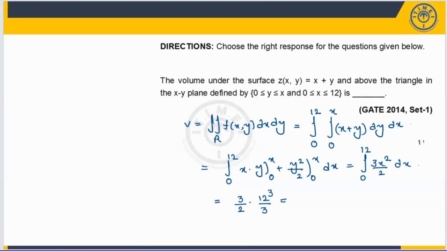12 into 12 is 144, times 6 is 864. That's it.